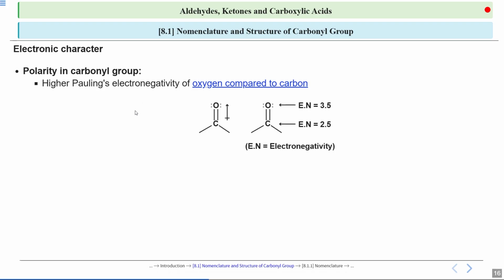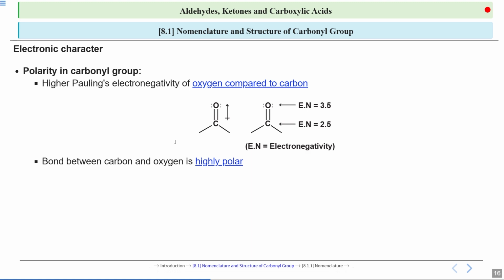If you see over here, this is a carbonyl group, C double bond O, and oxygen is more electronegative. So the bond between carbon and oxygen is highly polar. This means that the electrons in the bond are not shared equally. The electronegativity of oxygen is 3.5 and that of carbon is 2.5, so you can see that oxygen's electronegativity is higher.